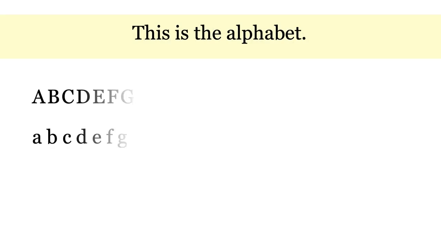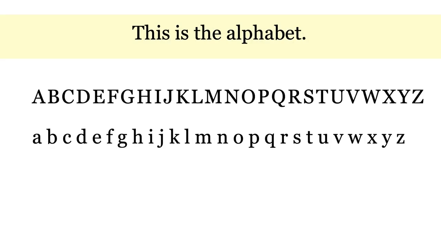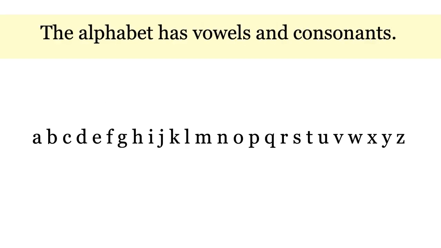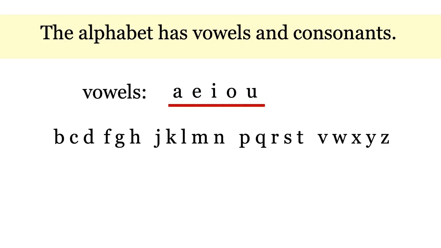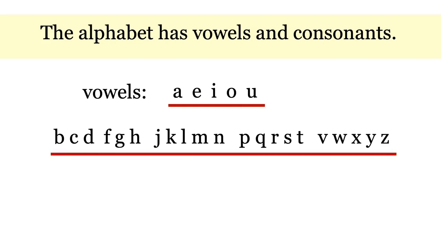This is the alphabet. You already know about capital and lowercase letters. Let's look at another kind of letter. The alphabet has vowels and consonants. A, E, I, O, U. These are called vowels. Every word in English has at least one vowel. All of these other letters are called consonants. We need to know this for some spelling rules we will talk about in a moment.